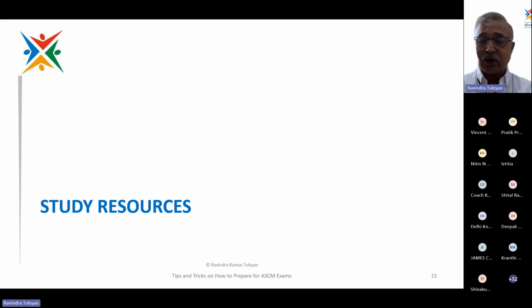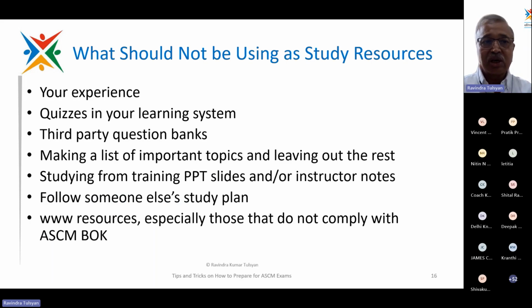Let us look at the study resources you have. But before I go to the study resources, I want to tell you what not to use as a study resource. What not to use.